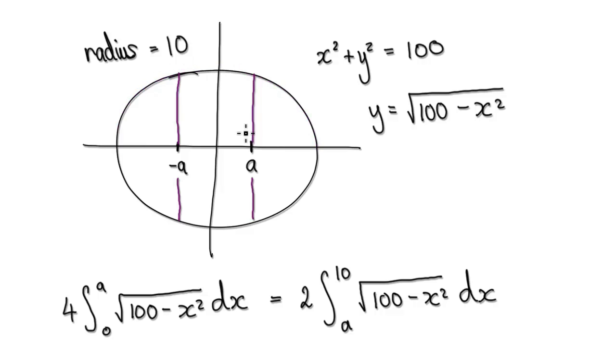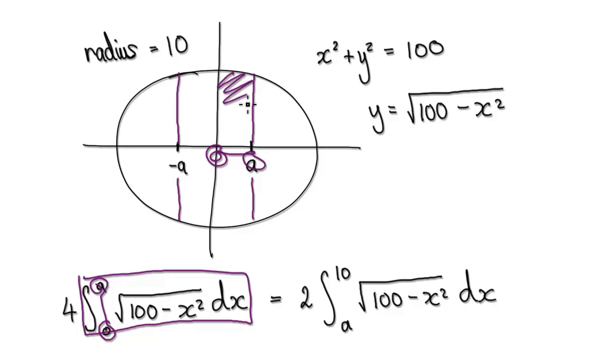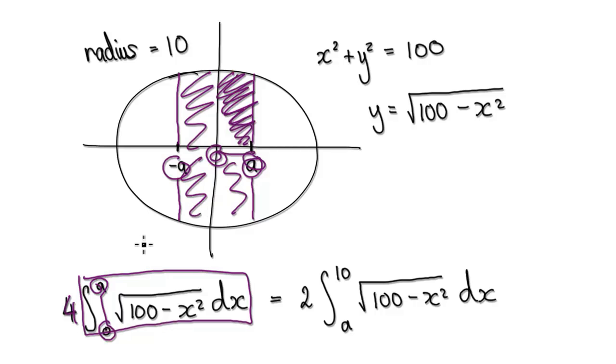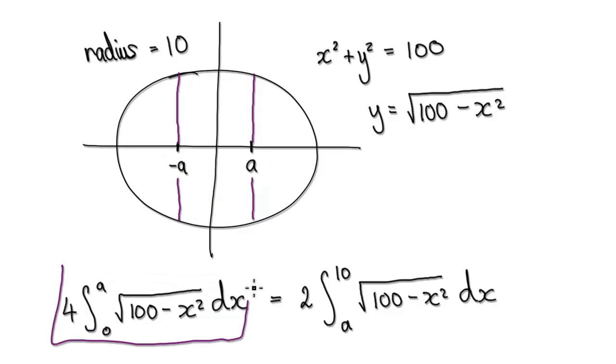So if you integrate it from 0 to a, this block here will give you this area here. Because it's symmetrical, a and minus a, then you can multiply by 4. So when you multiply by 4, 1, 2, 3, 4, this whole thing here represents this slice.